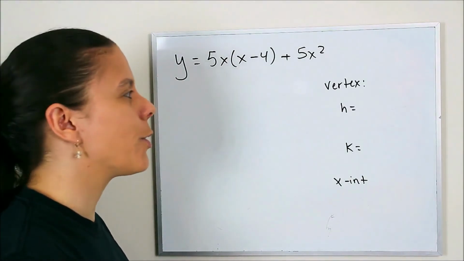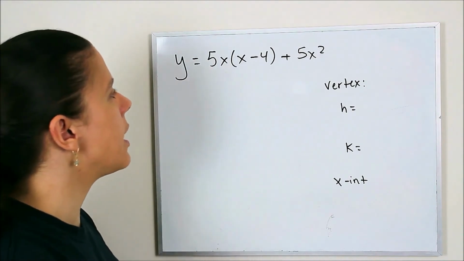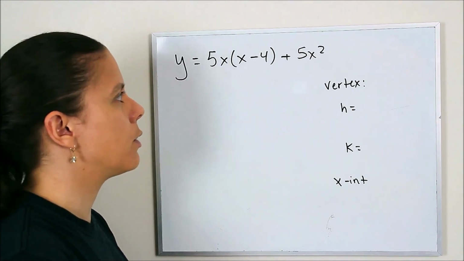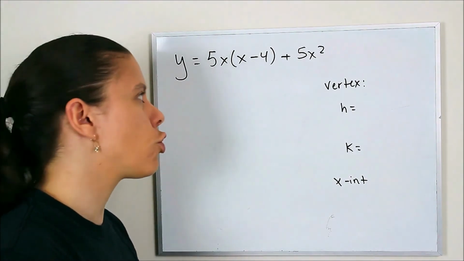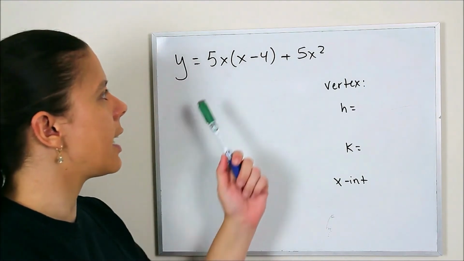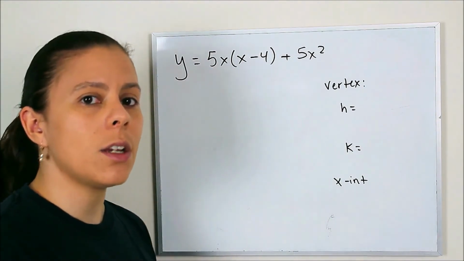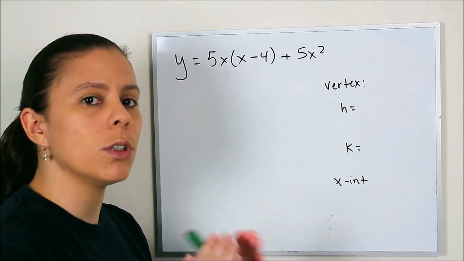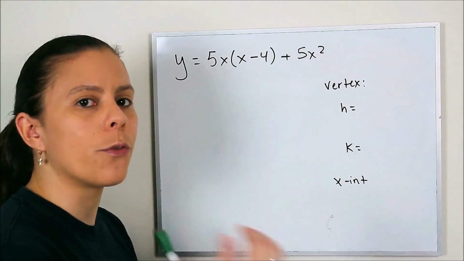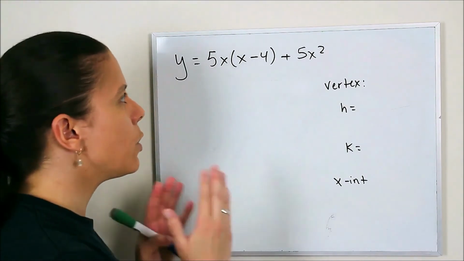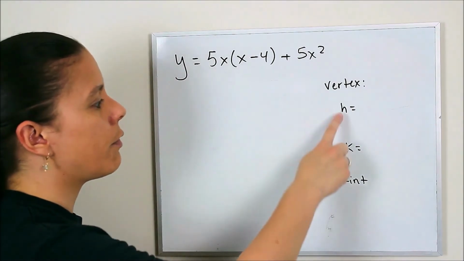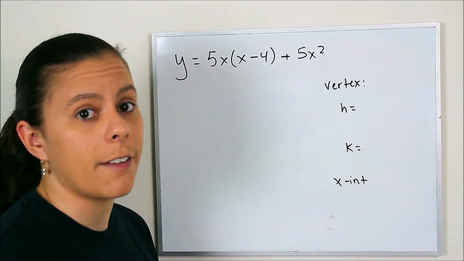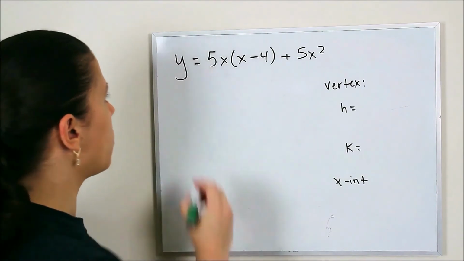All right, so let's get started with our first exercise. We have that y equals 5x times (x minus 4) plus 5x squared. Well, the first thing I see is that I can FOIL these two, because my main goal is to make them look like either the standard form or the vertex form, right? That's what you always want to do so that you can find the vertex and the x-intercepts a lot faster. All right, so let's start with that.